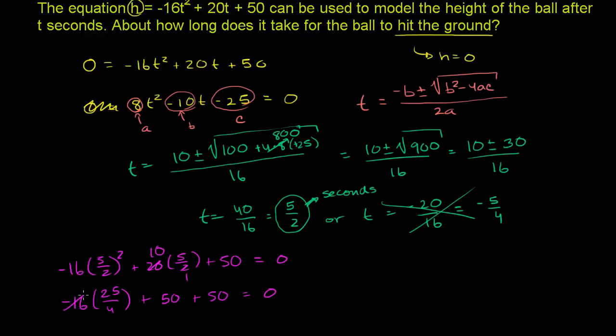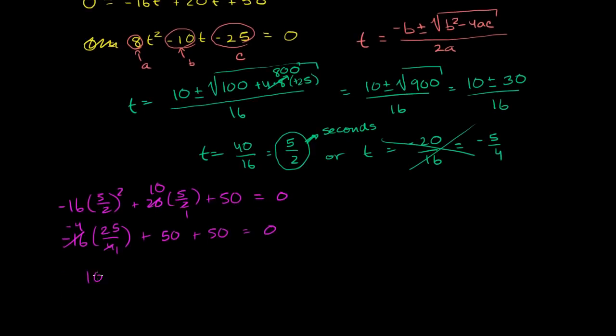Negative 16 divided by 4 is negative 4. 4 divided by 4 is 1. So you have negative 4 times 25, which is negative 100, plus 50, plus another 50. Well, that's definitely going to be equal to 0. We get 0 equals 0, and it all checks out. We hit the ground after 5 halves seconds, or another way to think about it is 2.5 seconds. T is equal to 5 halves seconds, or 2.5 seconds.